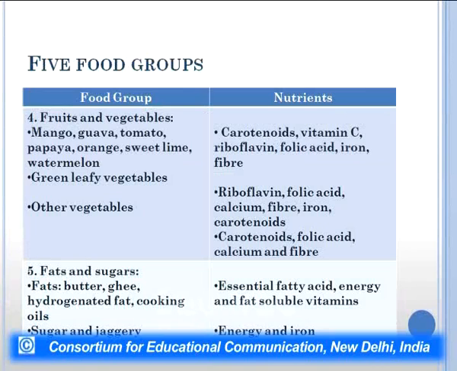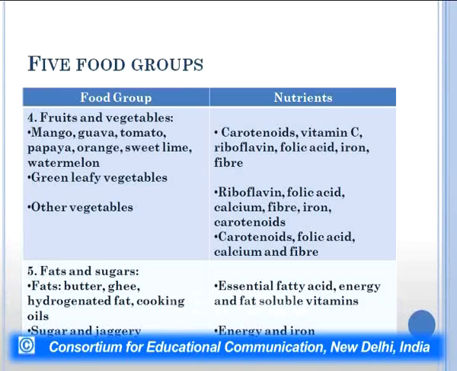The fourth group is fruits and vegetables, and it is again divided into 3. The first group includes mango, guava, tomato, papaya, orange, sweet lime, watermelon. You will find that all these fruits and vegetables have a peculiar color, yellow orange, and it provides carotenoids, again vitamin A, vitamin C, riboflavin, folic acid, iron and fiber. Then the second is green leafy vegetables, which provide riboflavin, folic acid, calcium, fiber, iron and carotenoids, and other vegetables provide carotenoid, folic acid, calcium and fiber.